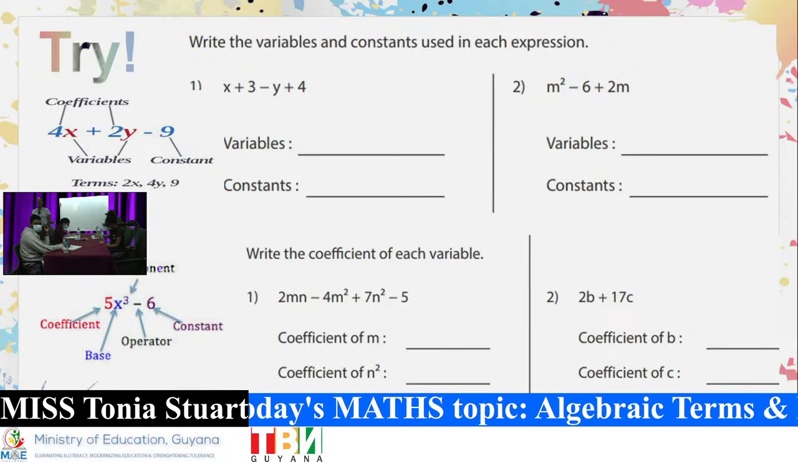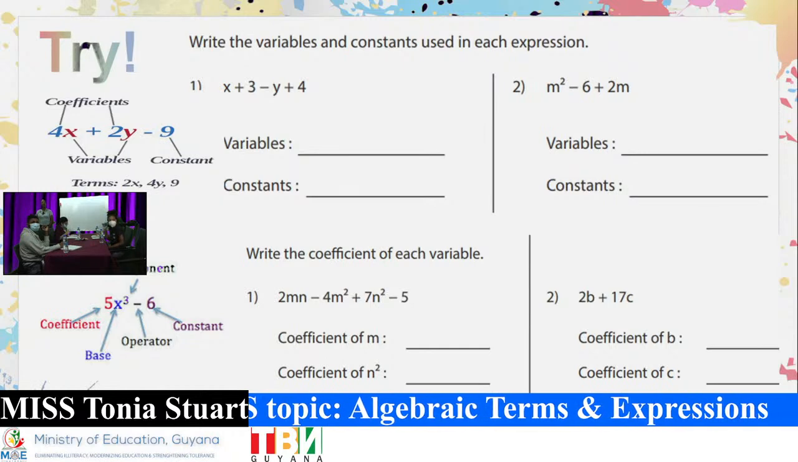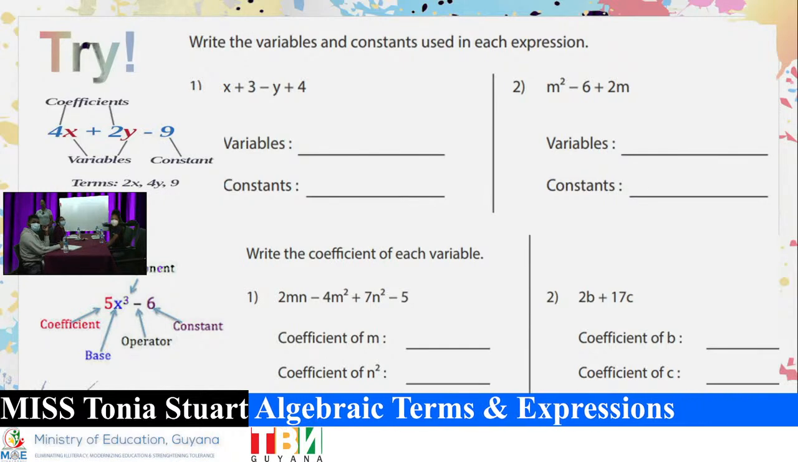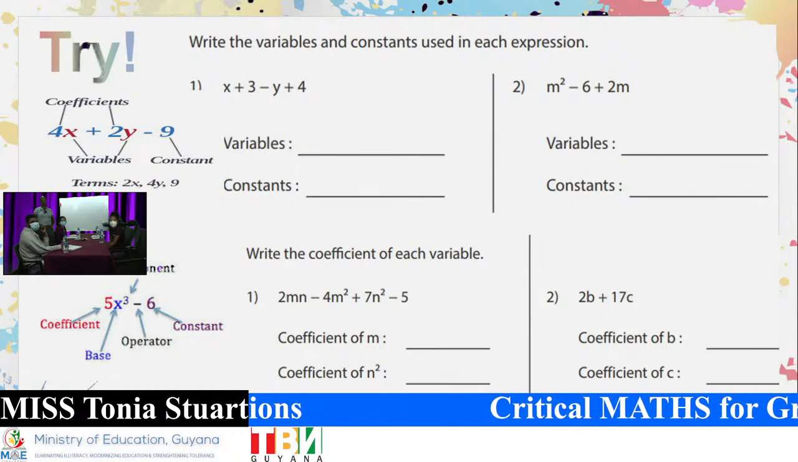Shamar, your variables? The variables, miss, M and 2. M and 2? M and the 2 above. Okay, M square. Yes, miss. Okay.